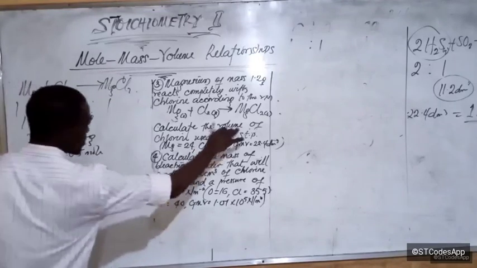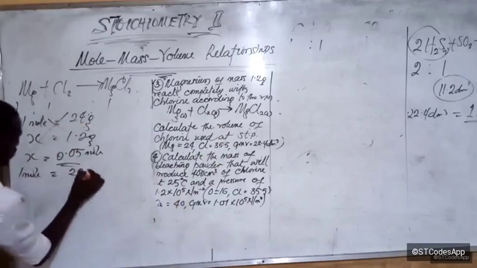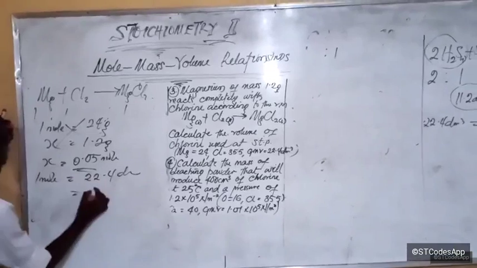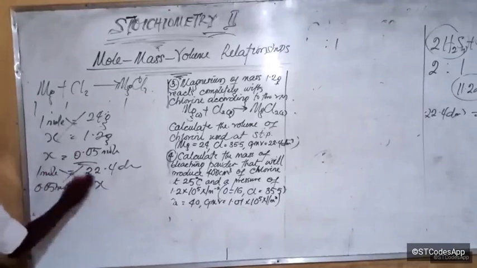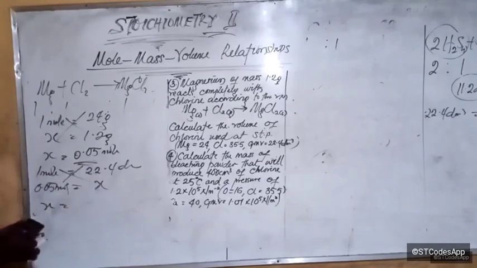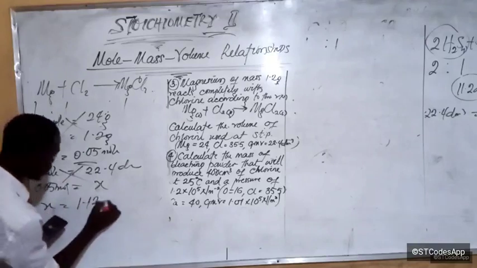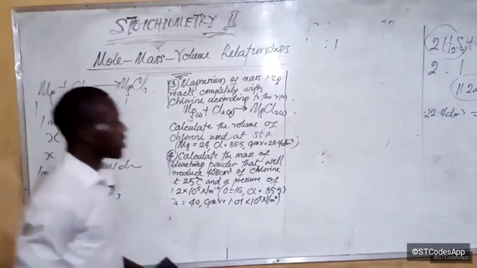But now we're also calculating the volume of chlorine that is used. And we know that 1 mole at STP of chlorine is equal to 22.4 dm cube. So how much volume will 0.05 moles occupy? Notice I always write the same unit on the same side. So I cross multiply, x will be equal to 0.05 times 22.4 dm cube, and that gives you 1.12 dm cube. And that is our answer. That's how simple that one is. All right, let's go to the last question.